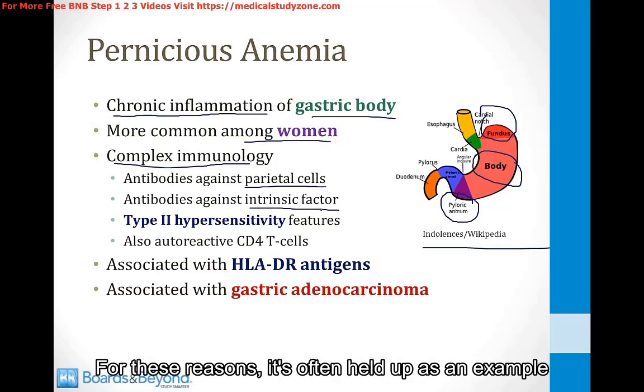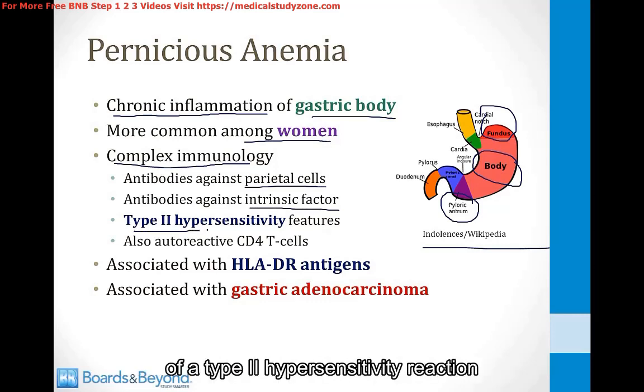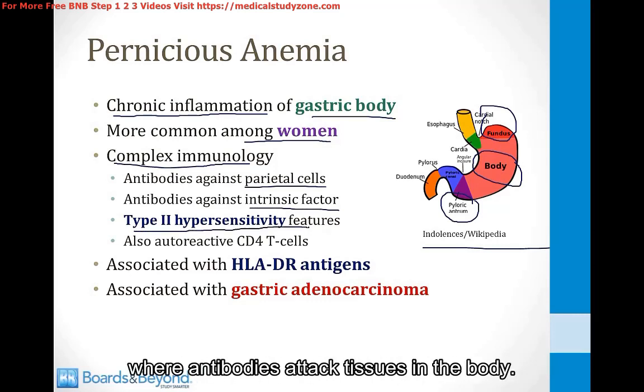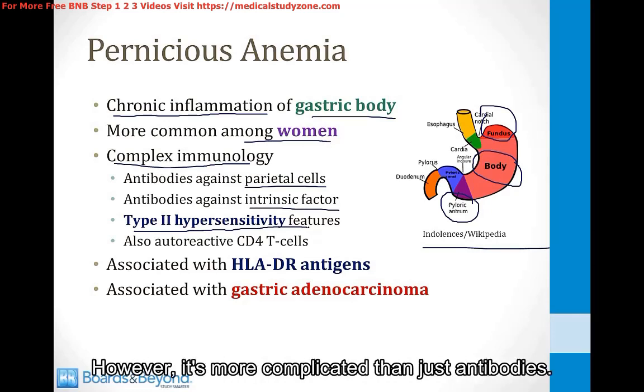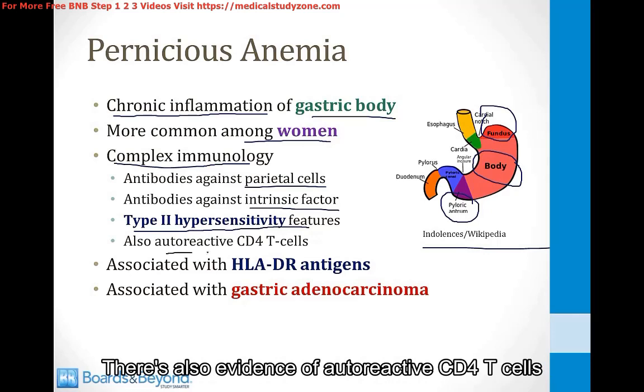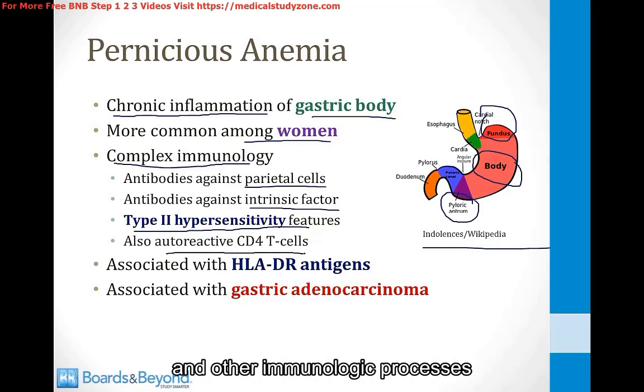For these reasons, it's often held up as an example of a type 2 hypersensitivity reaction where antibodies attack tissues in the body. However, it's more complicated than just antibodies. There's also evidence of autoreactive CD4 T cells and other immunologic processes occurring in pernicious anemia.